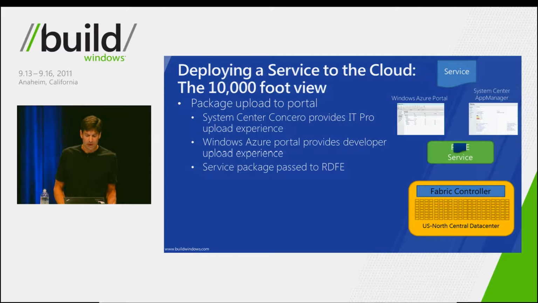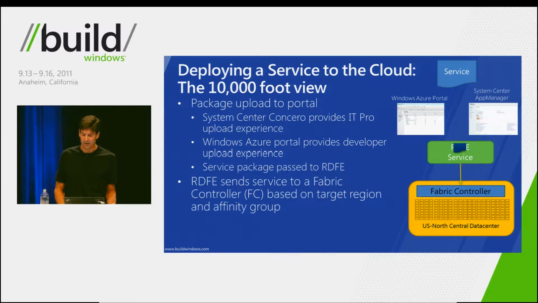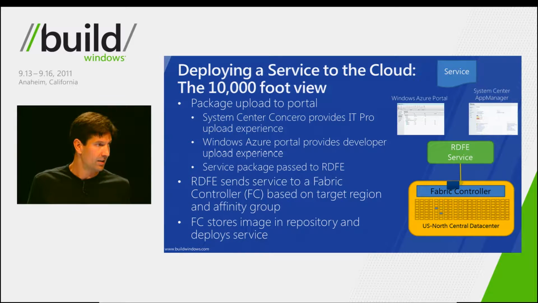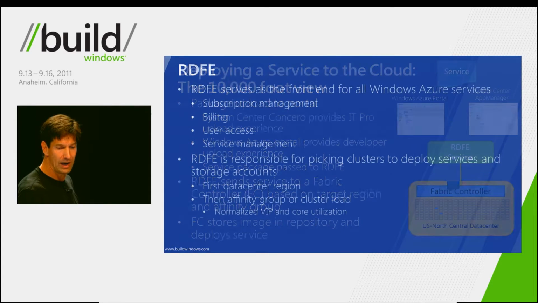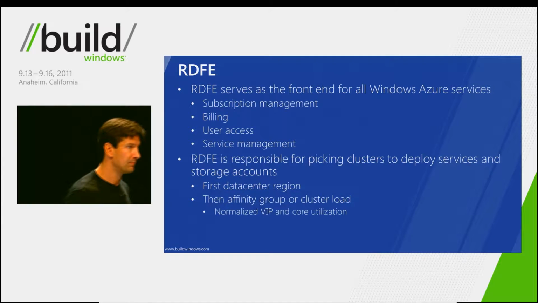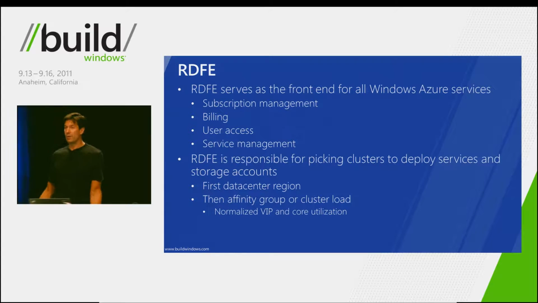The package is passed to something called the Red Dog front end, which is the primary interface to Windows Azure. The Red Dog front end sends the service to a Fabric controller in the appropriate region. I'll talk a little bit more about the placement algorithm in a second for how it figures out which cluster to send it to. And then the Fabric controller stores that in its image repository and deploys the service. What we're going to do the next few slides is go into a level deeper on what happens here, starting with RDFE. RDFE is a Windows Azure service as well.